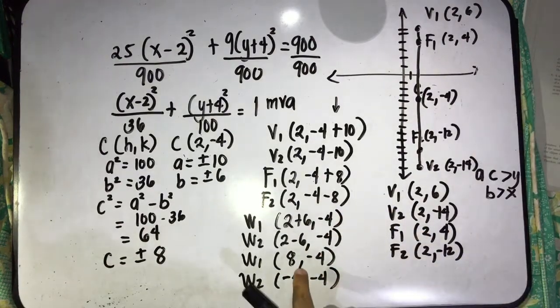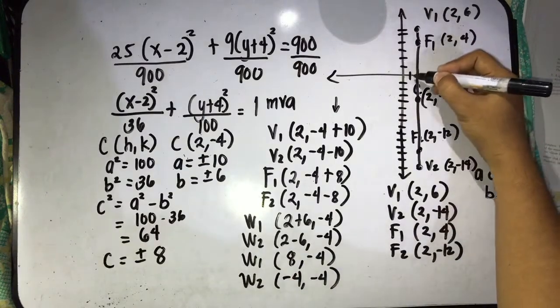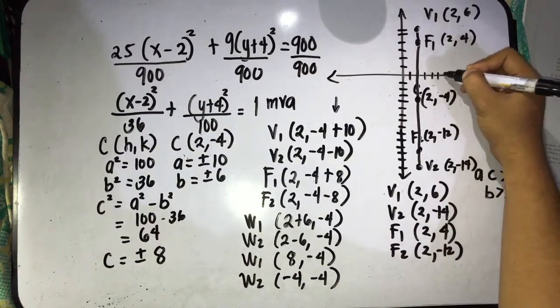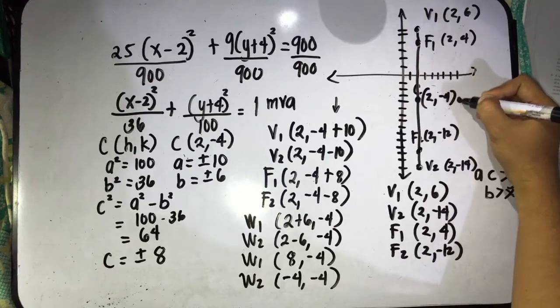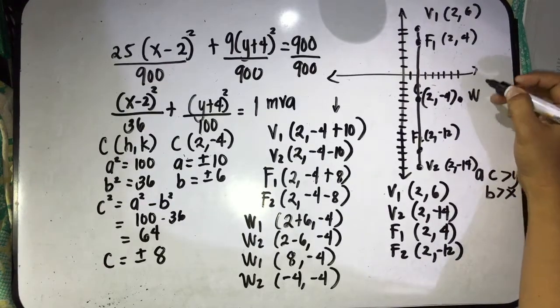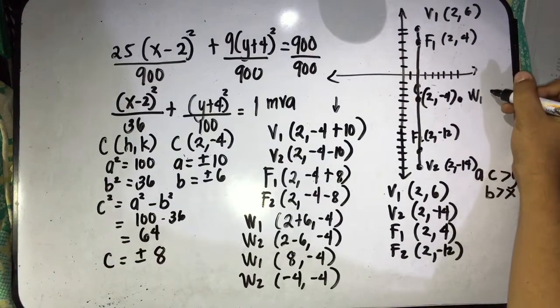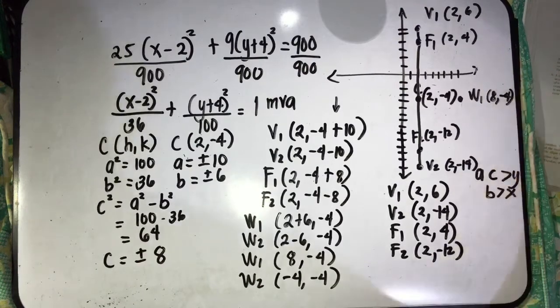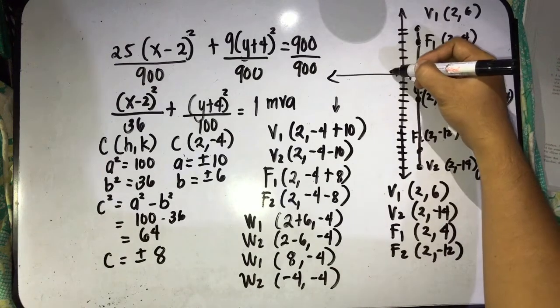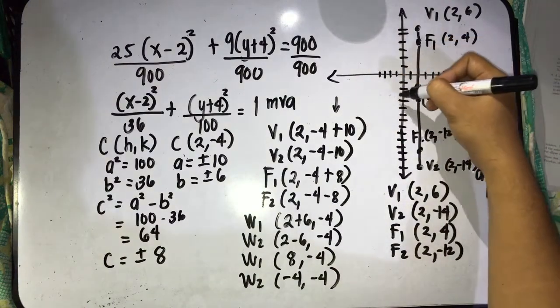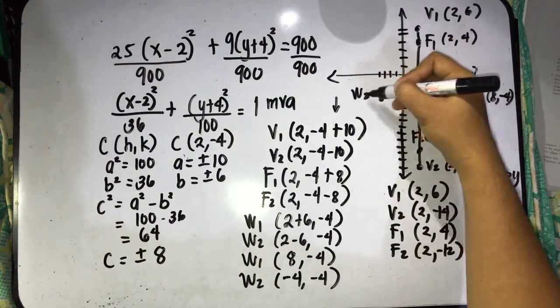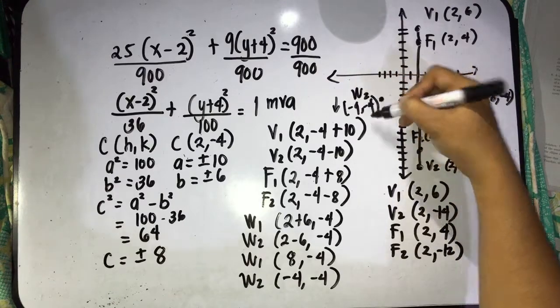Saan daw? Kay 8 and negative 4. Counting: 2, 3, 4, 5, 6, 7, 8. So, this is W1. It is located at 8 and negative 4. Where is W2? W2 is located at negative 4 and negative 4. 1, 2, 3, 4. Negative 4 and negative 4. So, this is W2 located at negative 4 and negative 4.